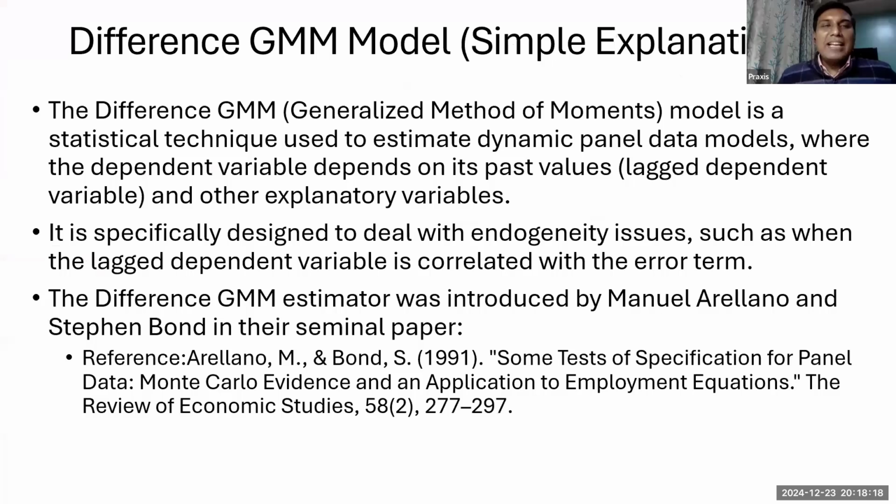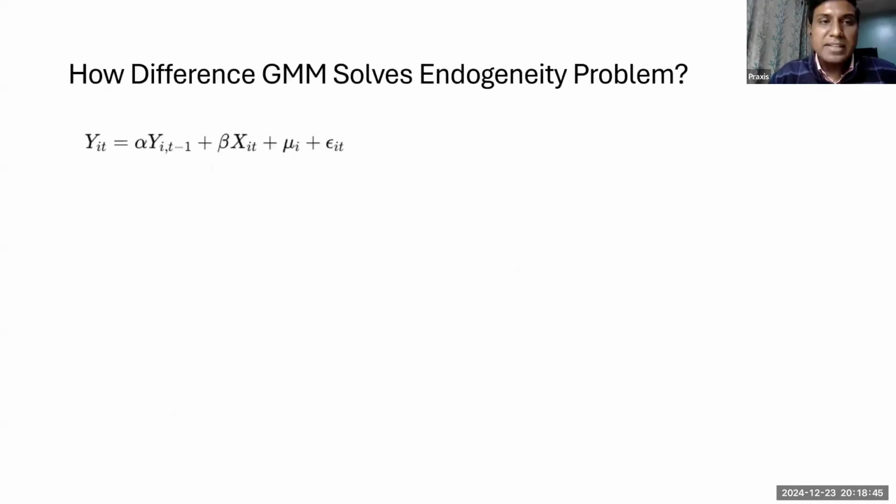Basically, as I just told, difference GMM is a technique to be used when you have a dynamic panel data model where one of the regressors is your lagged dependent variable. It is designed to address the endogeneity concern that slips in because of the inclusion of the lagged dependent variable, and this was contributed by Arellano and Bond. And how does difference GMM solve the endogeneity problem?